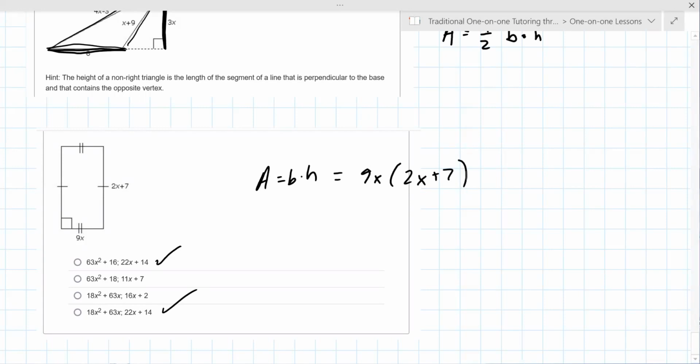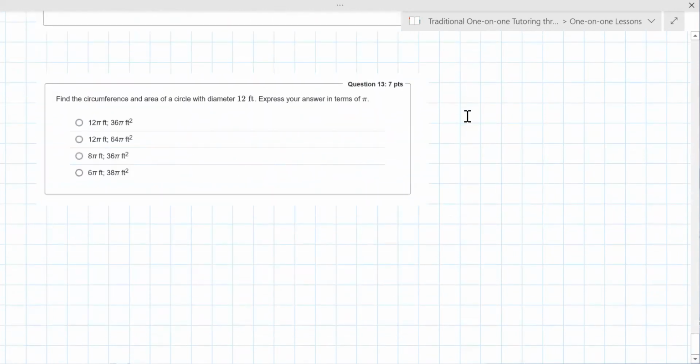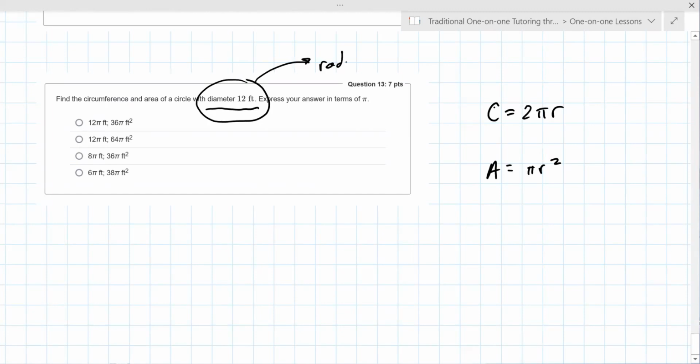So we've got one more perimeter and area problem, but this time it's for a circle. Do you remember any of the formulas we talked about for a circle? There's the circumference and there's the area. The circumference is 2 pi r. This one gives you the diameter though. And what's the area? It's pi r squared. So how do you go from diameter to radius? The diameter goes all the way through and the radius only goes halfway. So it's half.